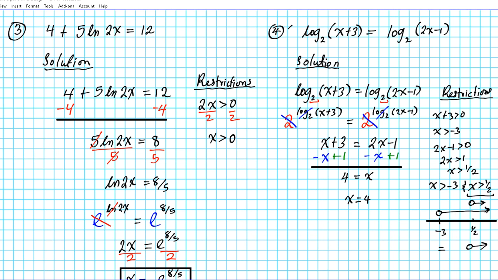Okay, so the answer that we have right here, does it satisfy that requirement? The answer is yes. 4 is bigger than 1/2. So this is a valid solution. Alrighty.